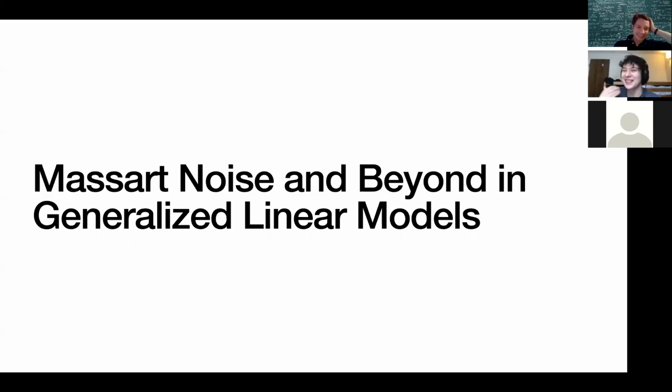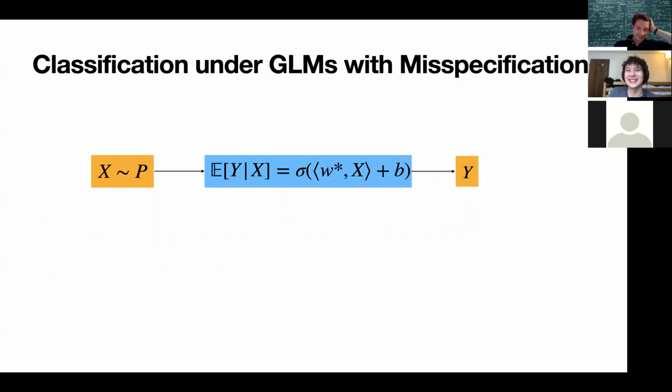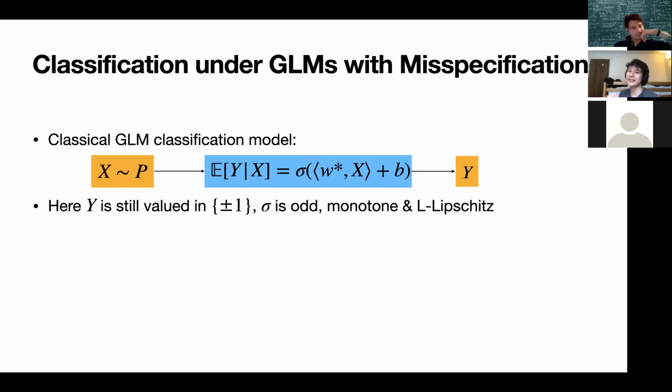So let me just try to give you a little idea of what's happening here. Let me at least tell you the model. We can learn this more complicated model where the expectation of y given x is, instead of a threshold unit, I get to use an arbitrary nonlinearity sigma, which let's assume is Lipschitz, monotone, and odd, so it treats negative and positive symmetrically. We know how to learn this if this is exactly the model. That's called learning a generalized linear model in the probabilistic concept model.